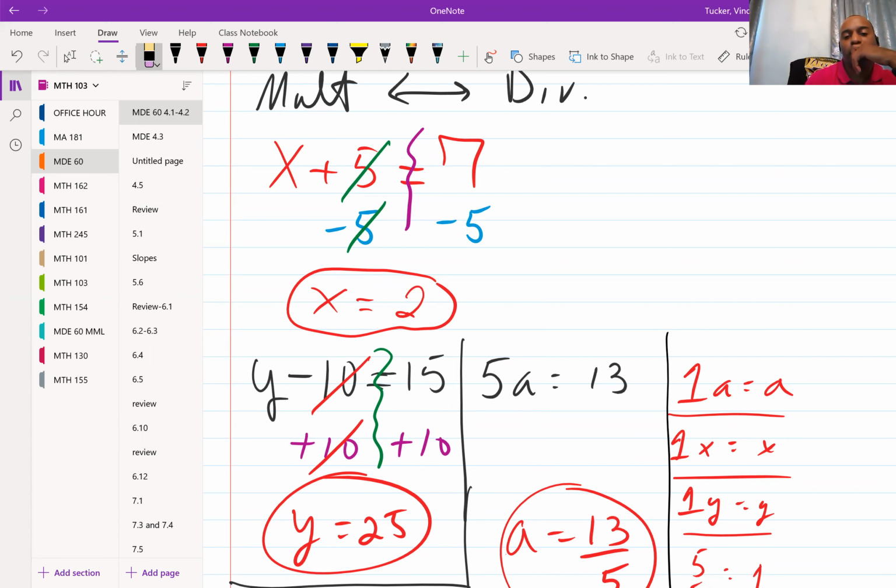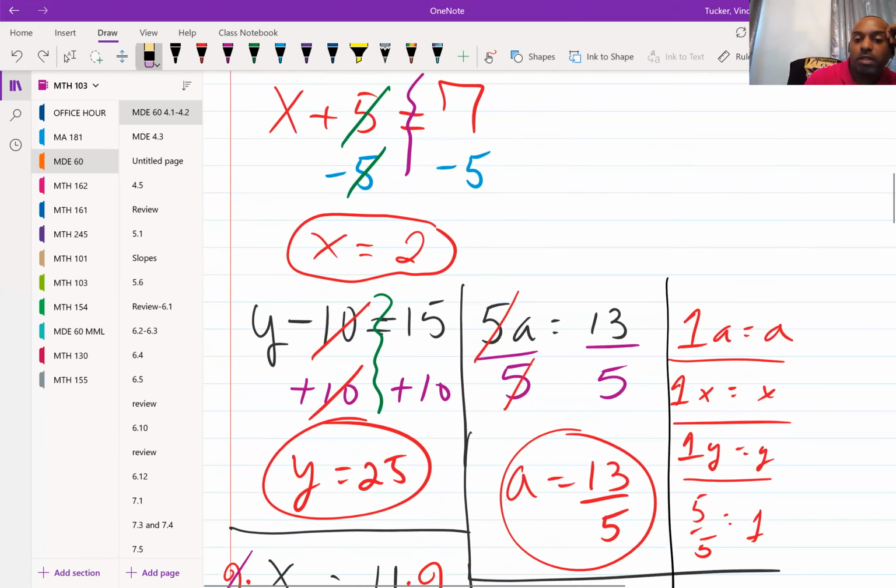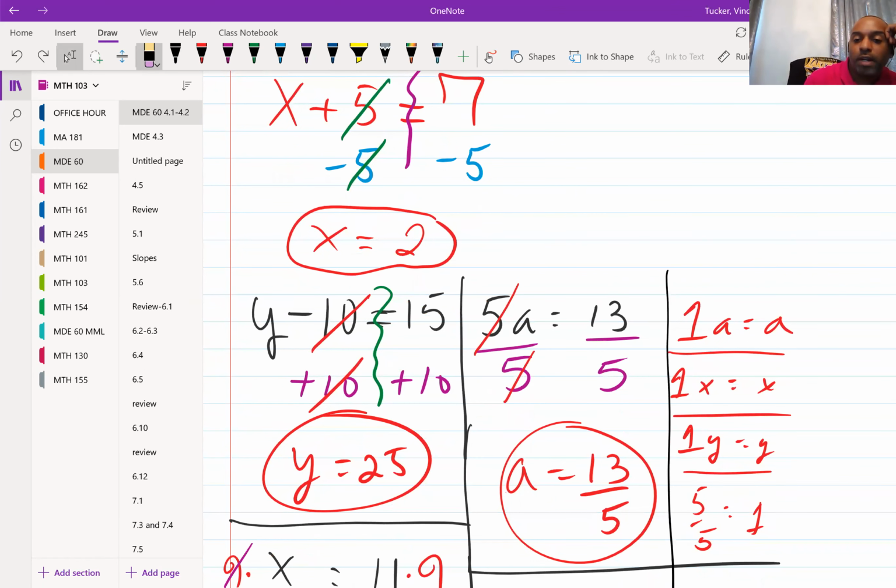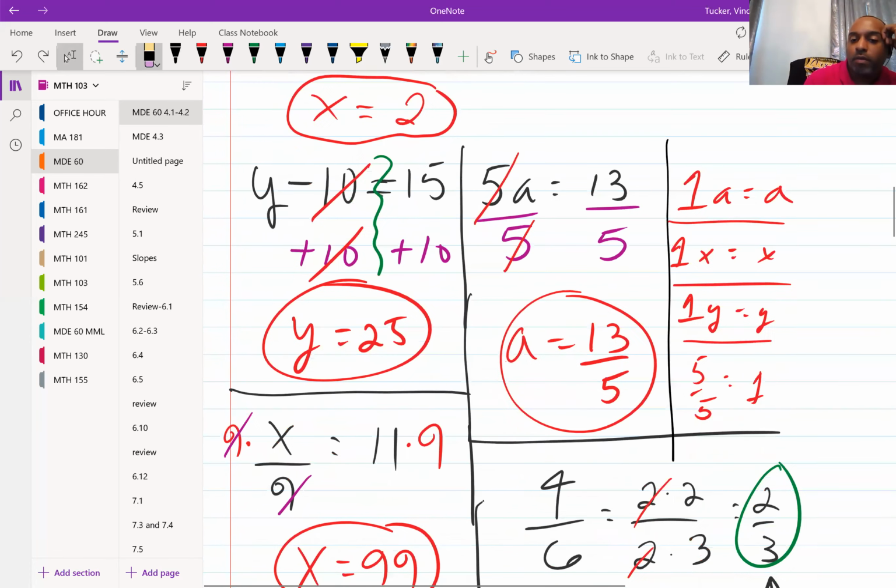All right. Next one, 5a equal to 15. I said 15, 13. So 5a is 5 times a. So we'll divide both sides by 5 in order to cancel out the multiplication of 5. a is equal to 13 over 5. Did I write it up here? Yes.